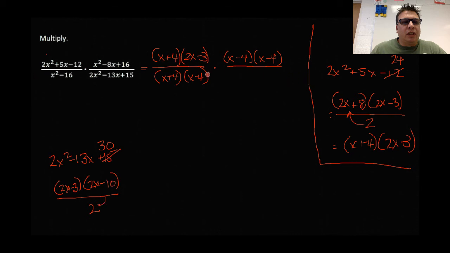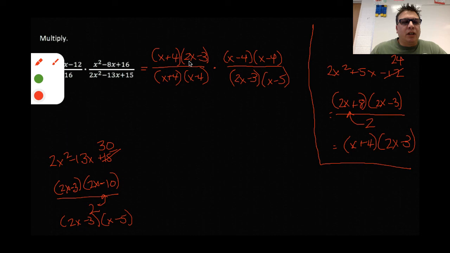And then the 2 is going to divide into this one. So now I'm left with 2x minus 3 times x minus 5. And then this is going to fill in for this part. So 2x minus 3, x minus 5. All right, so now I've got everything factored.